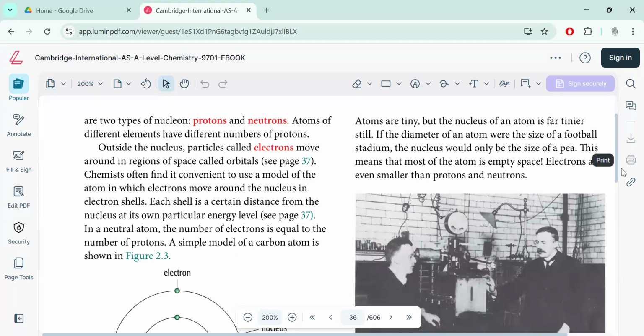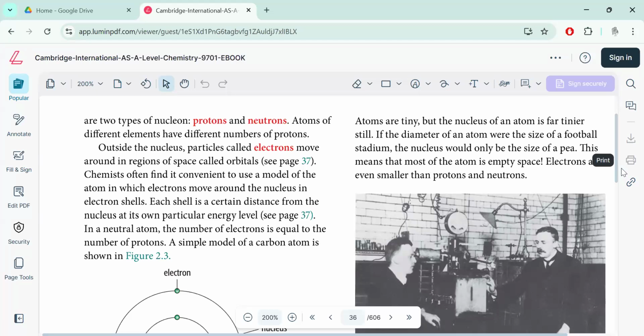And chemists often find it convenient to use a model of the atom in which electrons move around the nucleus in electron shells. Each shell is at a certain distance from the nucleus and is called a particular energy level. So in a neutral atom, the number of electrons is equal to the number of protons. But you probably found some scenarios where the number of protons and electrons are not equal to each other.